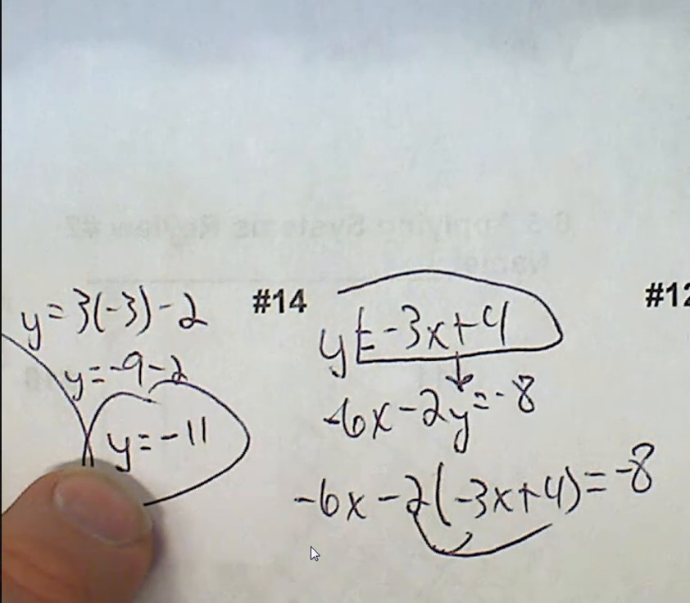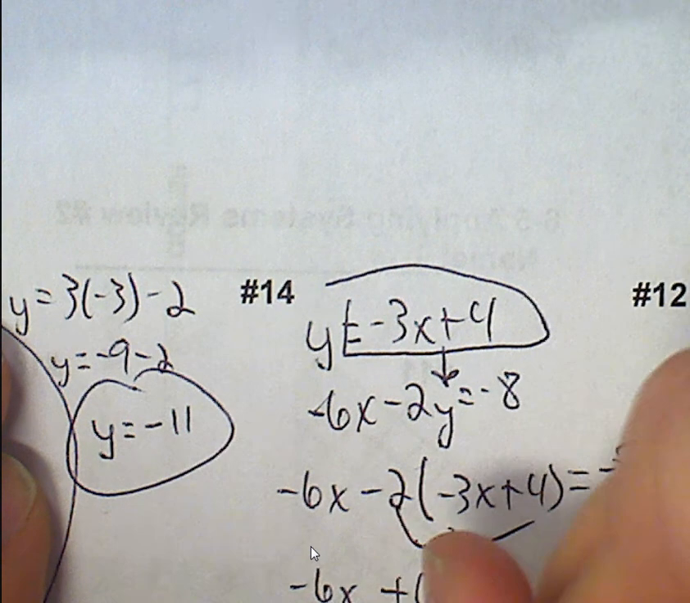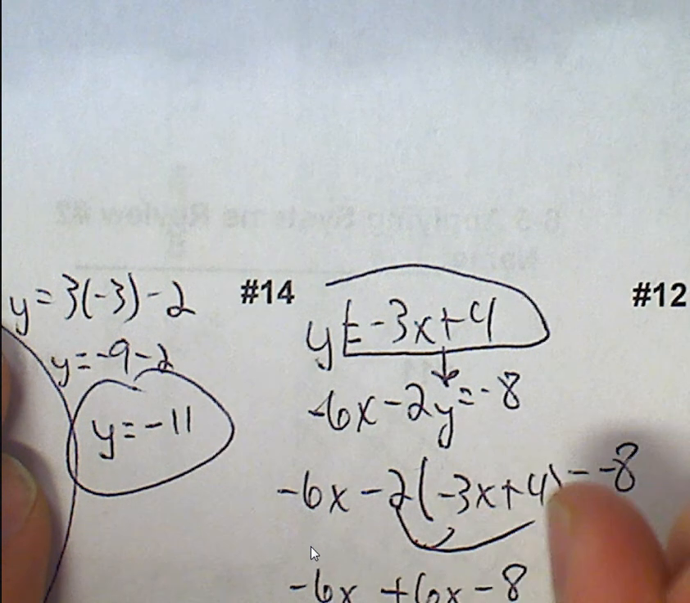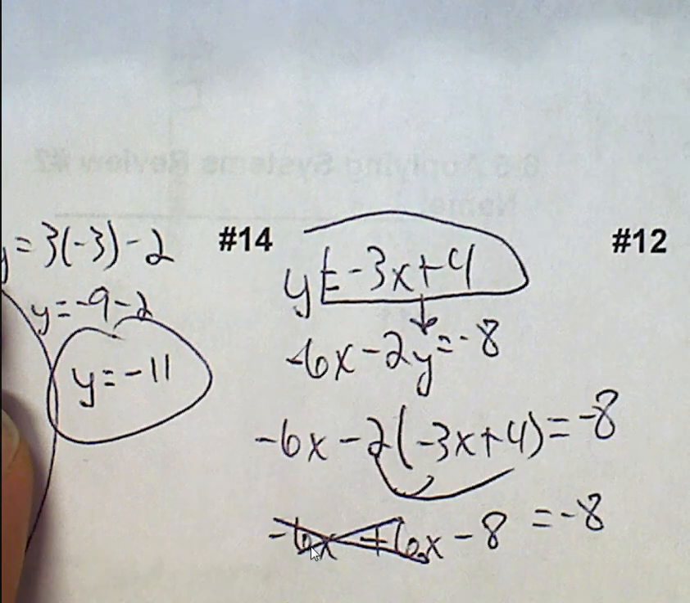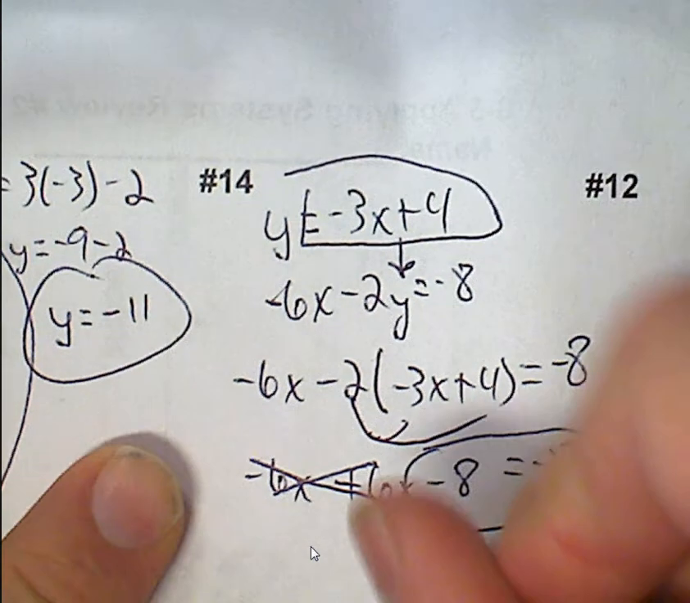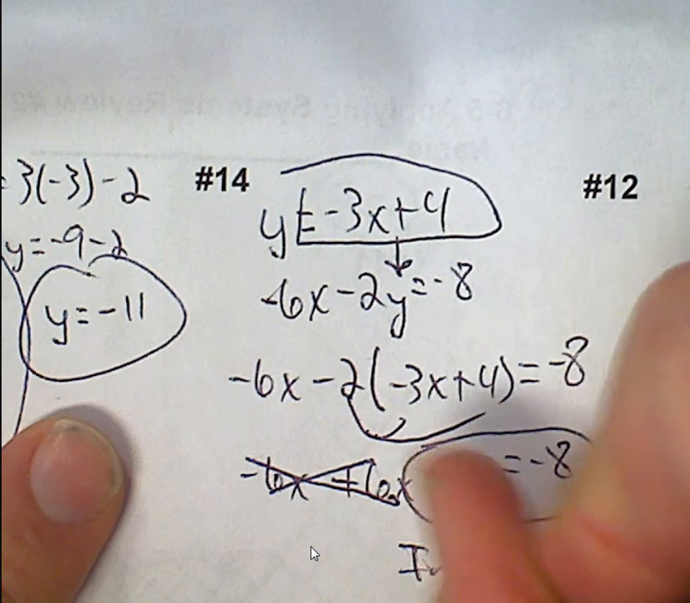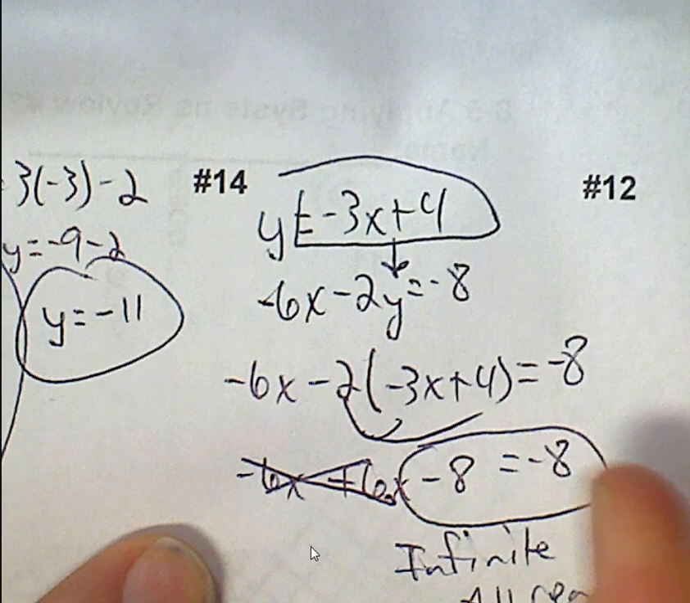I go ahead and I distribute. Negative 6x plus 6x minus 8 equals negative 8. Negative 6x plus 6x is gone. Negative 8 equals negative 8. This is infinite solution, or all real numbers, same thing.